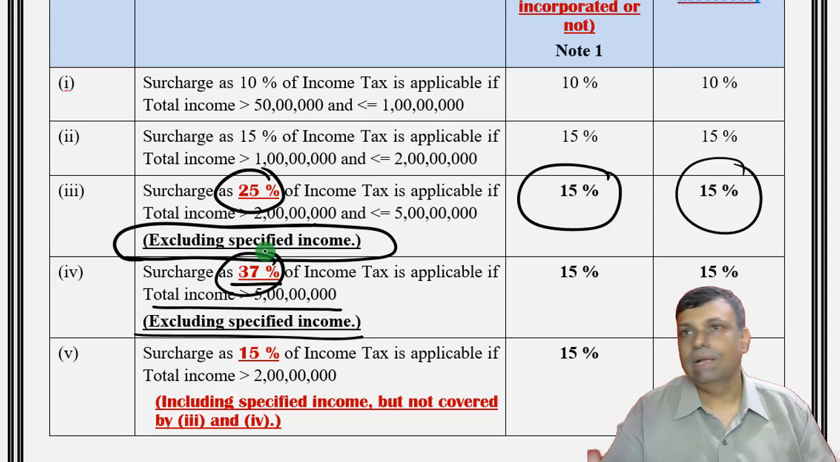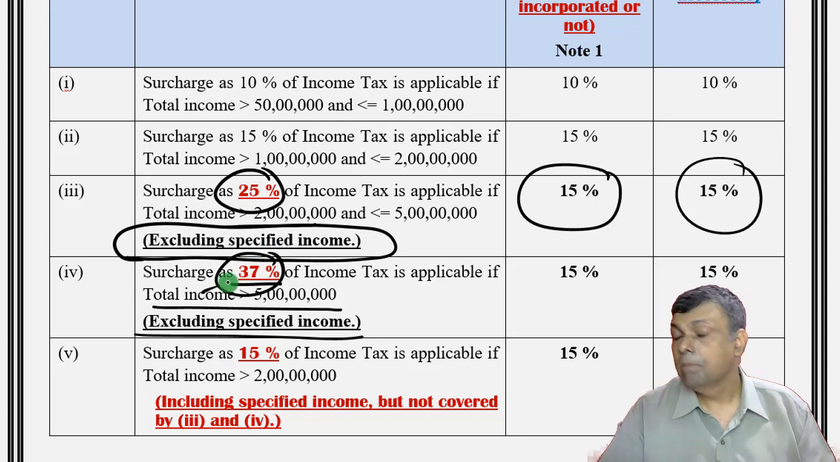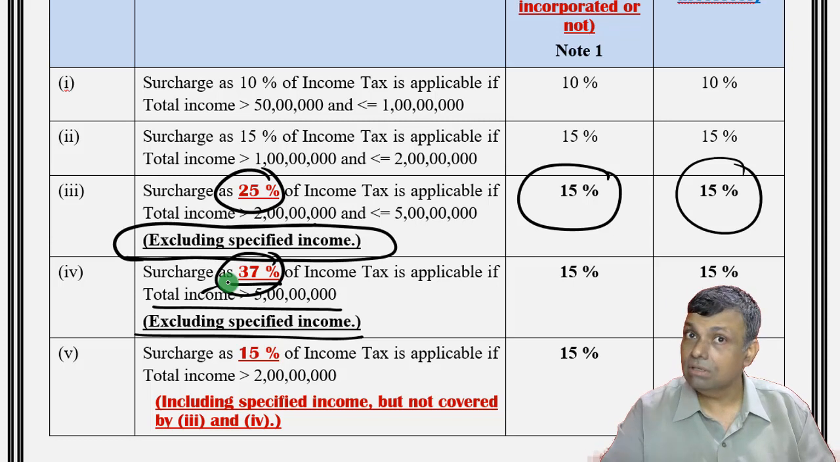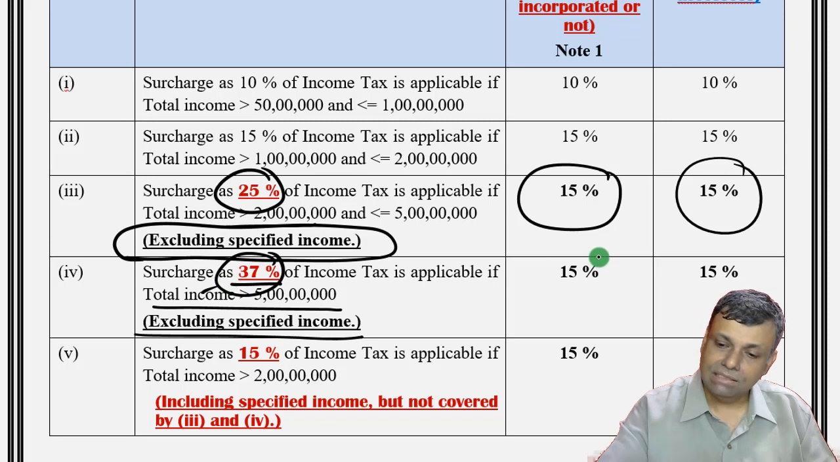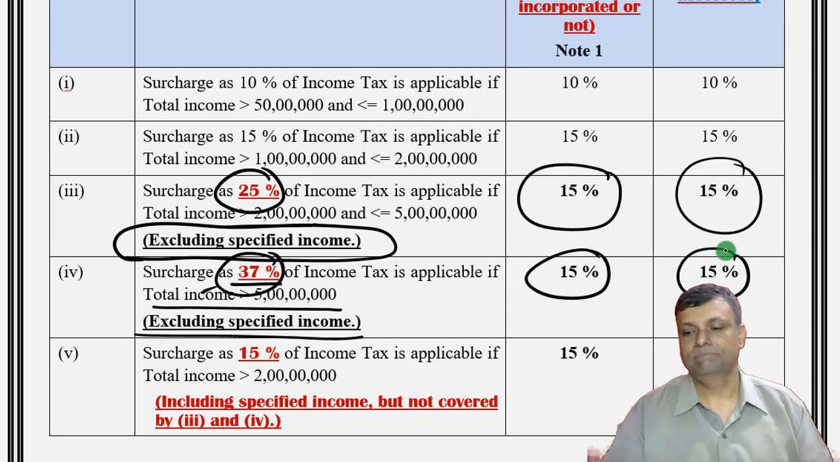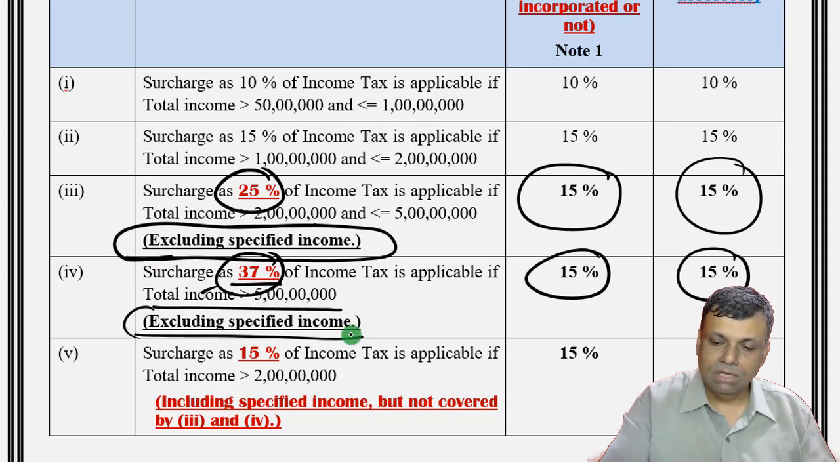So for example, if I am an individual, I have a stock market income also, and I have a salary income also. If my salary income is a very high figure, then for that the normal surcharge of 37% will come into picture. But for the stock market income, the tax on that stock market income and the surcharge on that particular tax is going to be 15%. Okay, so this is excluding the specified income. If you have other income, then it is a normal surcharge. This is what I am just trying to tell you.